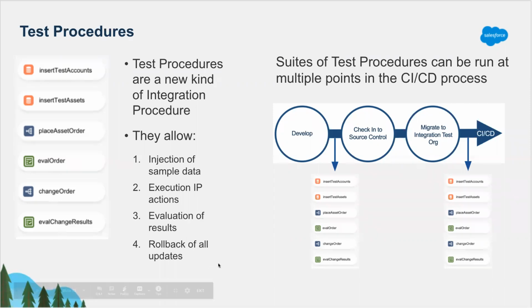But when it's done, all of the destructive changes that it's made to the data in the org are automatically going to be rolled back. So you're going to be starting with a blank slate again. So you can run these test procedures over and over again. A developer might run them before they check in their changes in the source control to make sure they don't have any regressions.